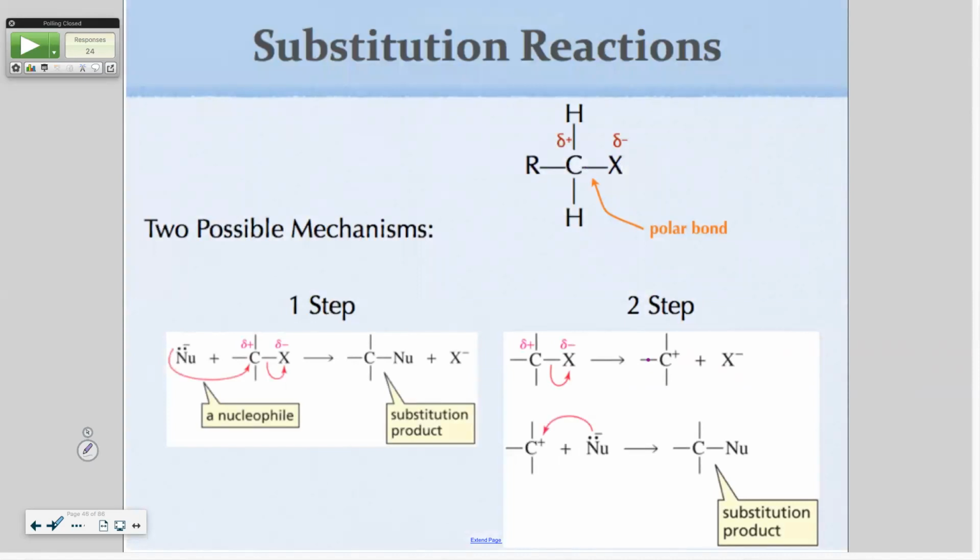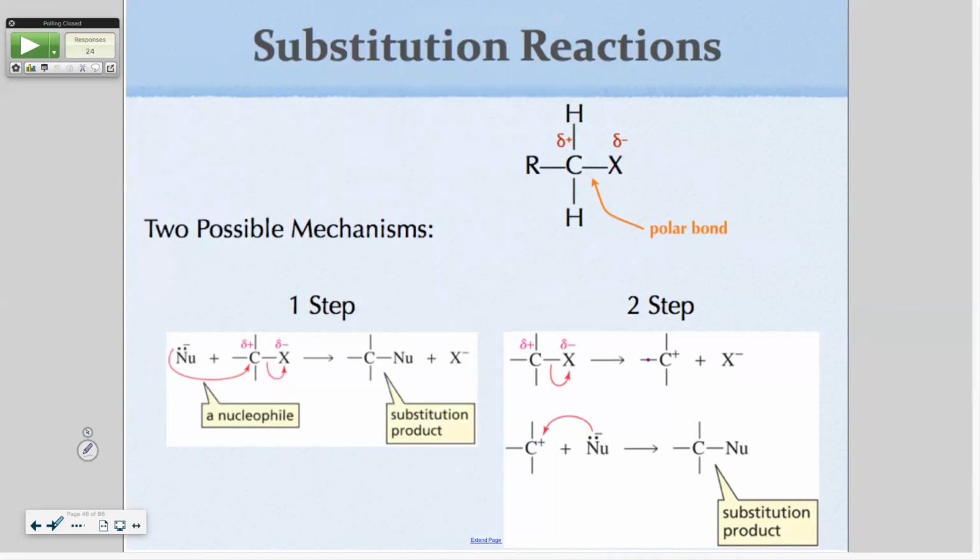Okay, so when we've done substitution reactions, we have done the one-step mechanism, which is an SN2 reaction. Okay, the 2 does not mean the number of steps. It means how many molecules are present in the rate determining step. That's what the 2 stands for. It's bimolecular. So this is the one that we've done, the one-step mechanism. Well, there is another way that you can do this, and it is a 2-step mechanism, where the halide leaves first, and then the nucleophile comes in.